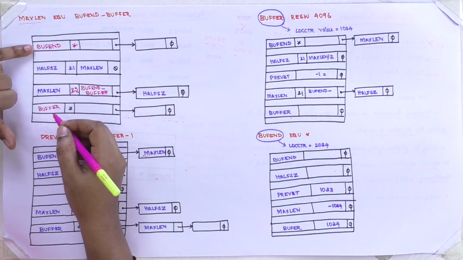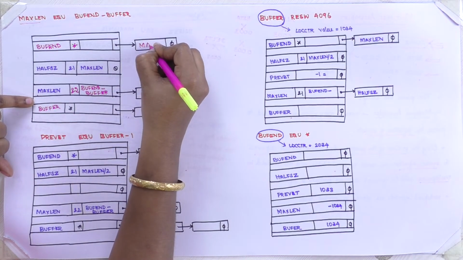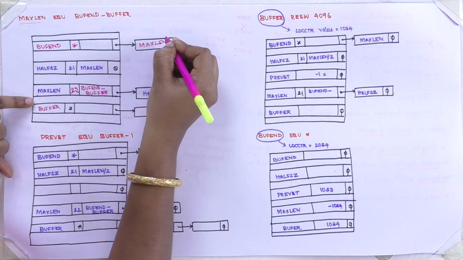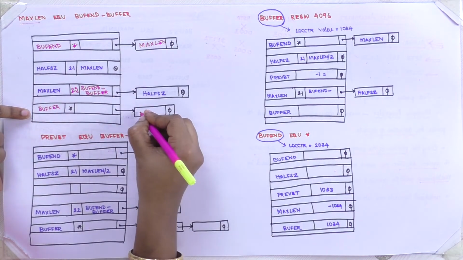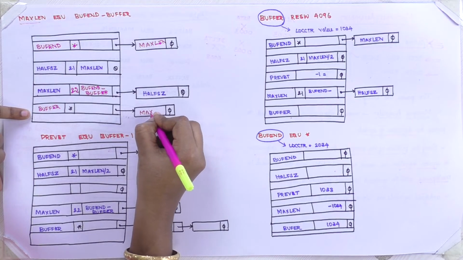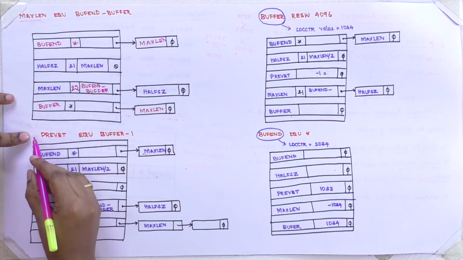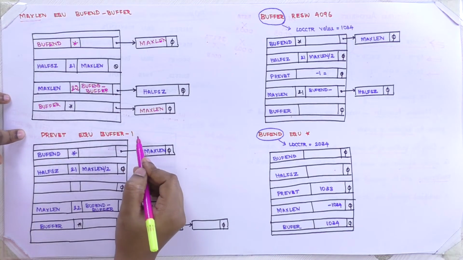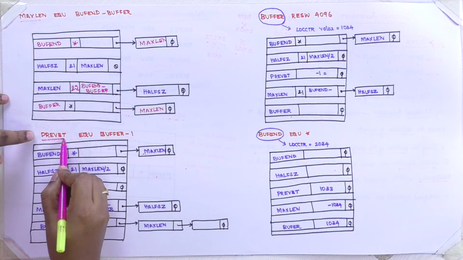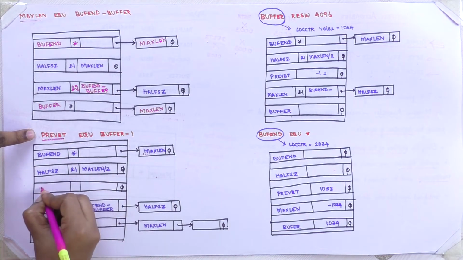So the value of BUFEND is needed for what? It is needed for MAXLEN. So you have to write that in the linked list. And also the value of BUFFER is needed by MAXLEN. So you have to write it in the linked list. Okay. Now I'm scanning the next line of the instruction, PREVBT EQU BUFFER minus 1. So PREVBT is also a new symbol, so you have to make a symbol table entry.